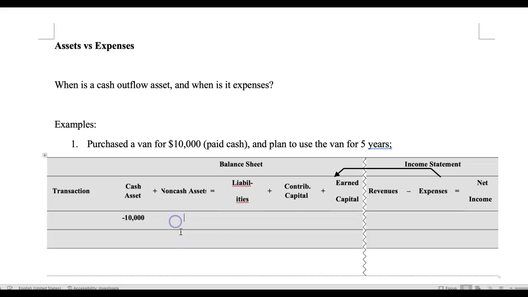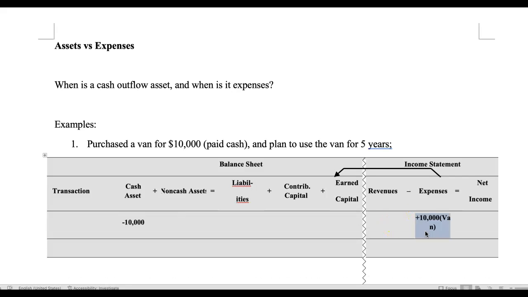but then at the same time we will be adding to the non-cash asset, which is the van, for the $10,000, right? Now this is an asset. The van is an asset, and we pay cash. Some students would ask me, why didn't I put this to, for example, expenses, right? It increases expenses because we are going to use the van eventually.